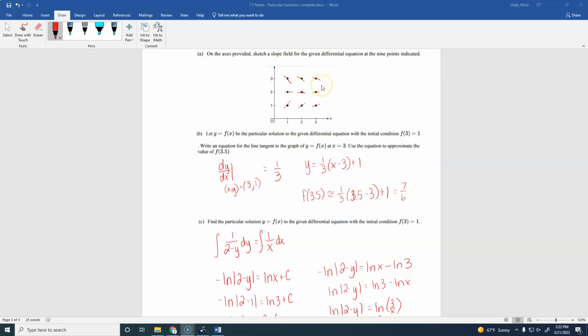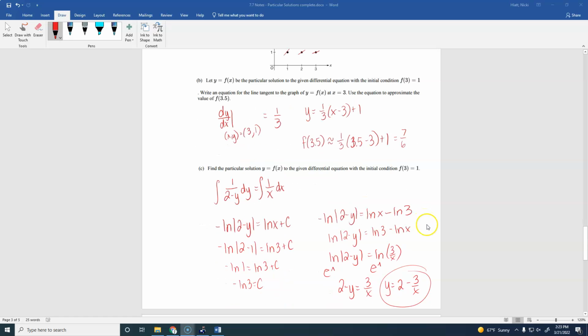Your slope field, you should have something that looks like this on this problem. You'll find that derivative by plugging into the derivative that they give you. You should get 1/3. You'll have your tangent line, and you should get 7/6 whenever you solve that out all the way. And then for the last part, your final answer is y equals 2 minus 3 over x.